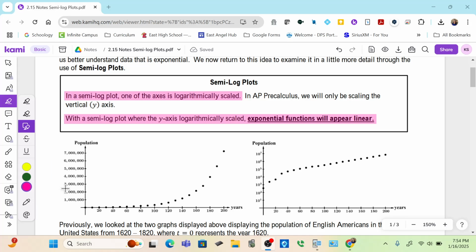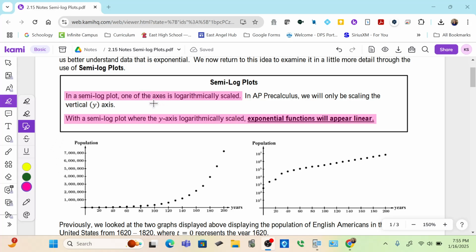Hello, this is Mrs. Scarpel with an updated video for topic 2.15, semi-log plots. We did a little of this, I believe, in topic 2.9, but this lesson is going to take us even further into semi-log plots. So what is a semi-log plot?